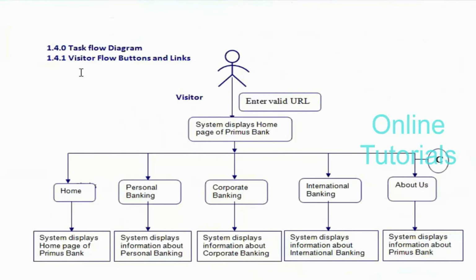Okay, here I'm writing the main requirement name, 1.0 Primus Bank homepage. Under that I am giving the task flow ID, 1.4.1, for identifying it uniquely. Right? In this scenario, we write brief information about what to test. Here we are going to write: Check visitor flow buttons and links. Okay.